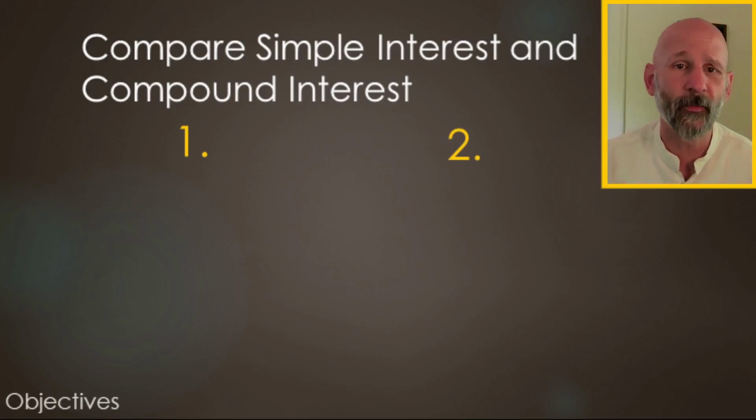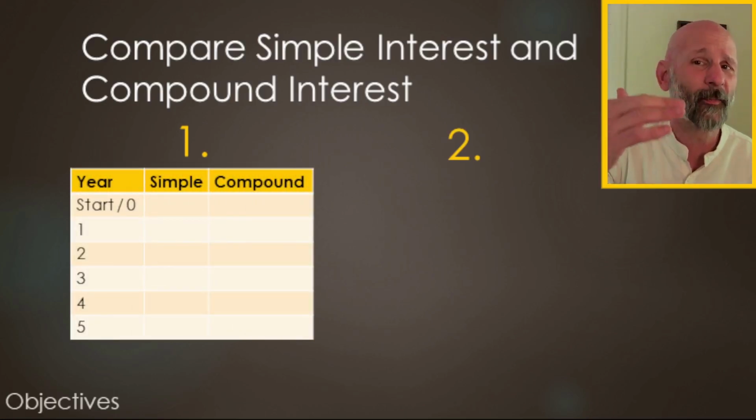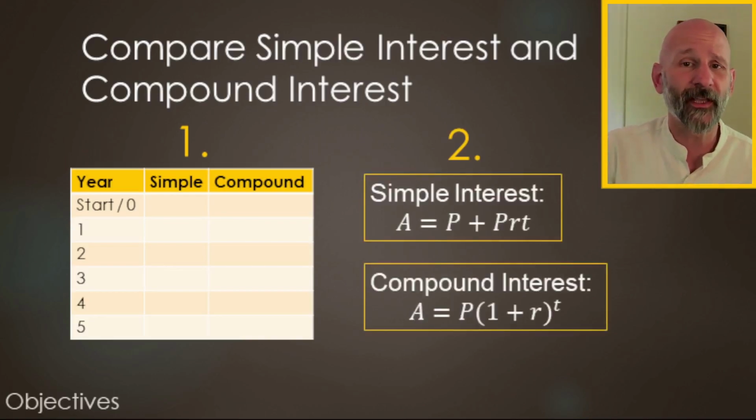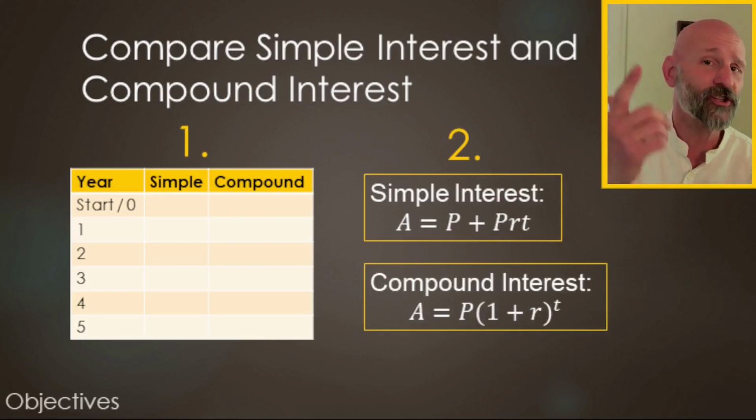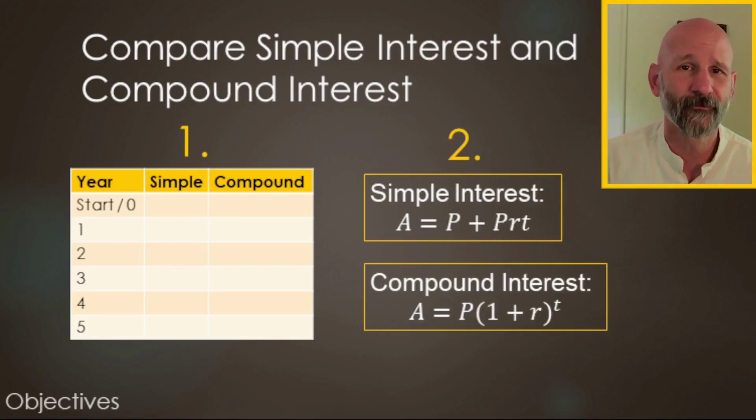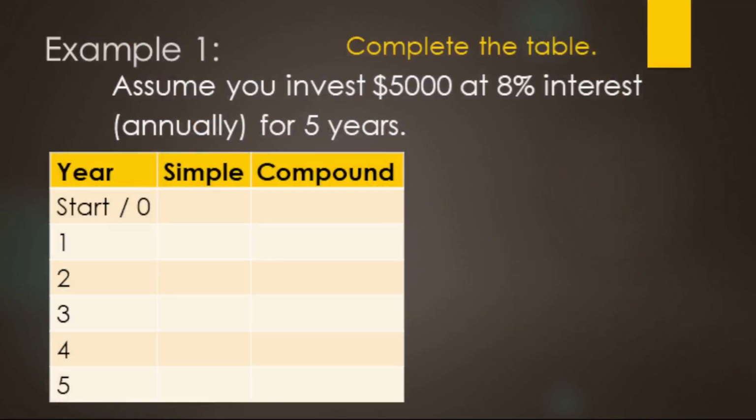Two different ways we're going to be looking at simple versus compound interest. One, just filling out a table so you can kind of see the differences between the two. And then we'll also be looking at calculating the amount you'll have after so many years just using the formulas. So here, let's assume that you have $5,000 that you're investing at 8% interest for 5 years. We're going to do simple interest versus compound interest just so we can see the difference between the two.